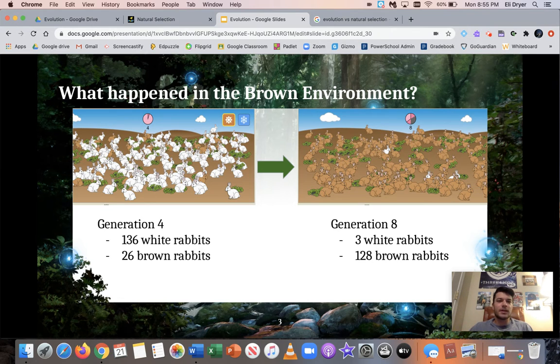And we had some really good answers. The main cause was that if you're a white rabbit in a brown environment, you're going to be very easy to see, especially for a predator. But if you're a brown rabbit and you live in a brown environment, you blend in. That's why the wolves were able to hunt the white rabbits so easily, because they stuck out. The brown rabbits blended in.